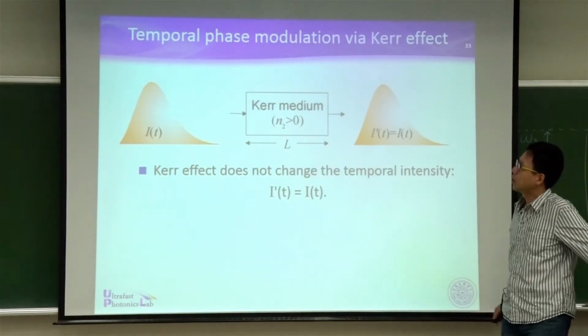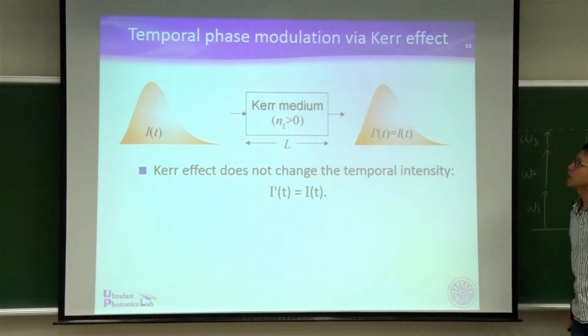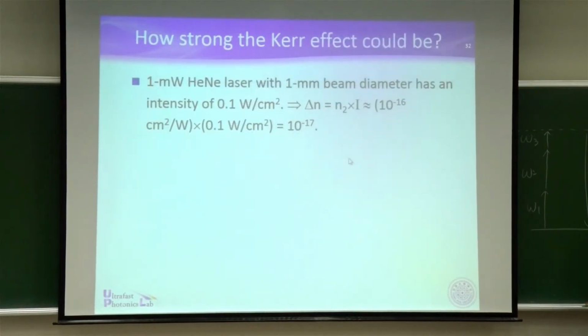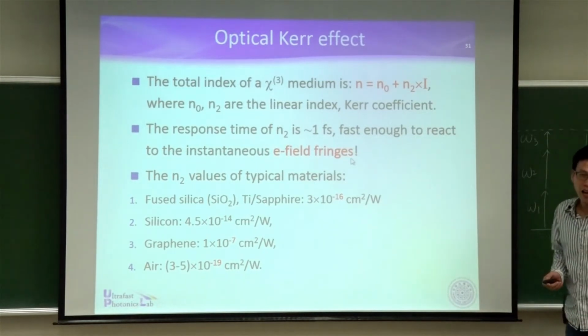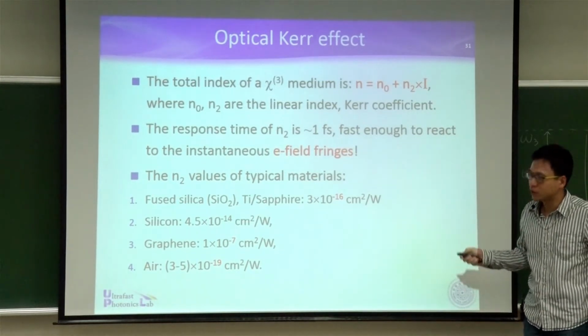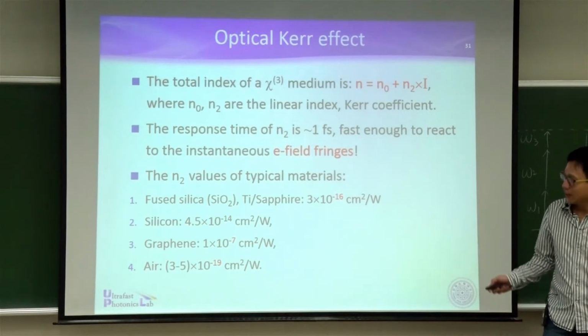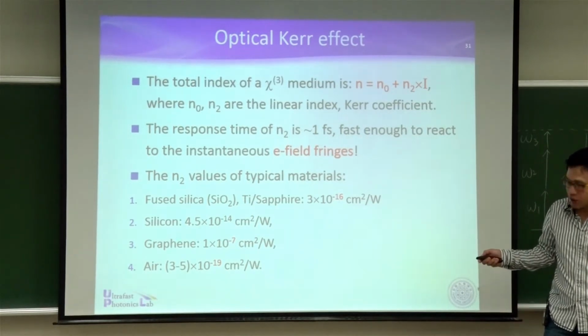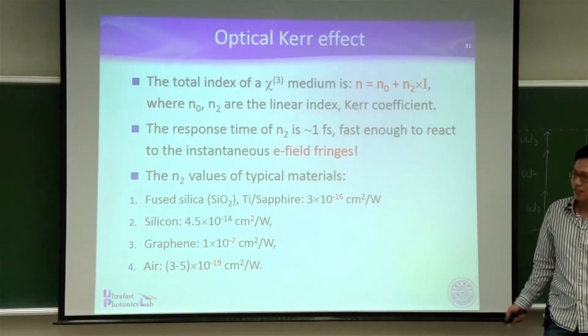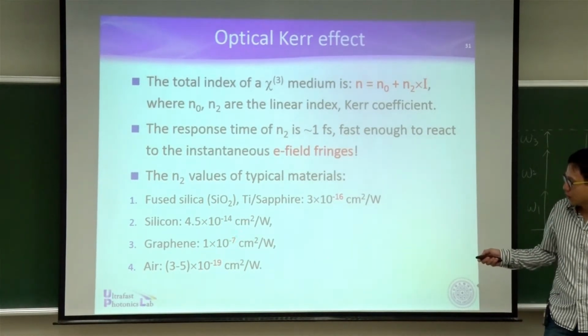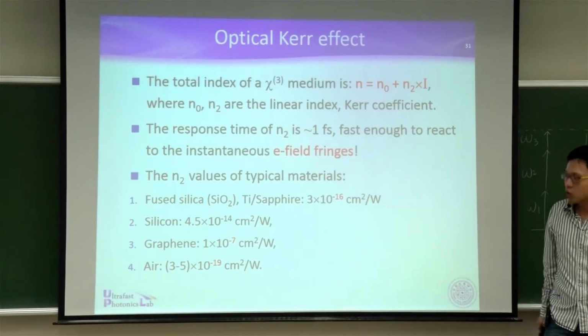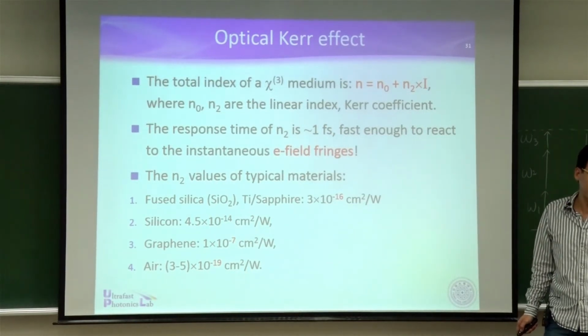Then we are ready to talk about the temporal phase modulation via Kerr effect. Oh, okay, but before we move on, let's go back to the N2 values of the 4 materials I show you. As I mentioned, graphene is very special. The N2 value is like 9 orders of magnitude stronger than glass.